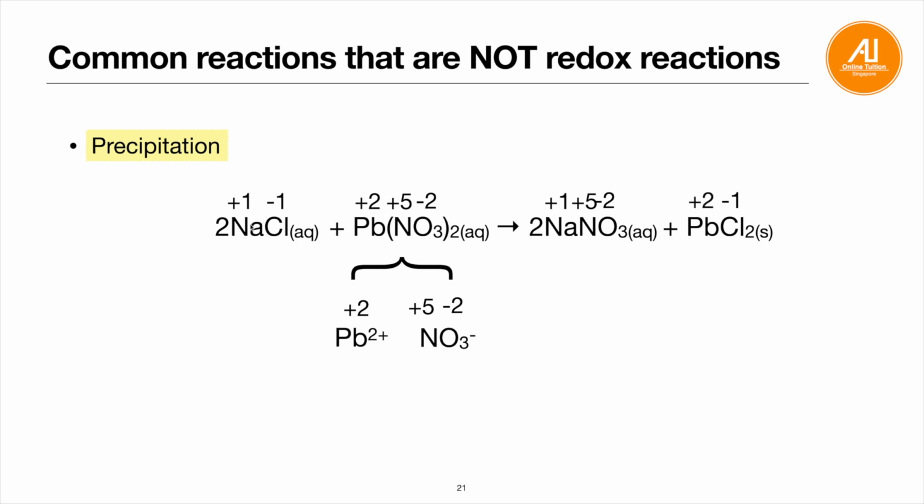Let's compare. Sodium here is +1, and here is +1 as well, so no change. Chloride -1, here is -1 as well, so no change. Pb is +2, here is +2 as well, no change. Nitrogen is +5, here nitrogen is +5, no change. And oxygen is -2, here is still -2. So none of the elements actually increase or decrease in their oxidation state. That's why precipitation is not a redox reaction.